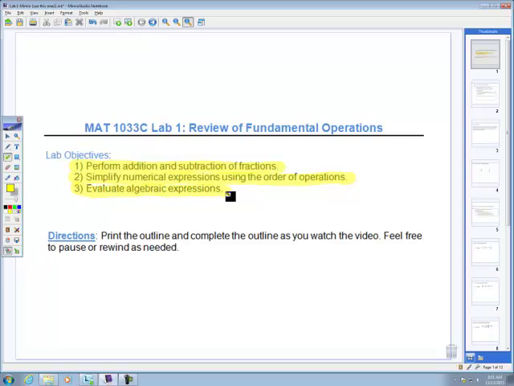As we go along, please print the outline and complete it as you watch the video. Feel free to pause or rewind as needed.